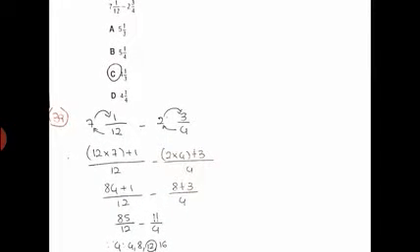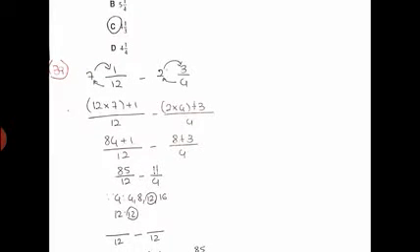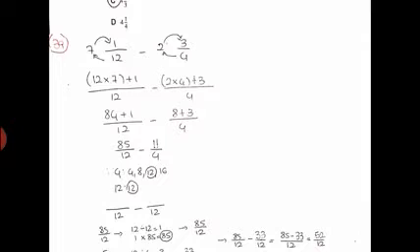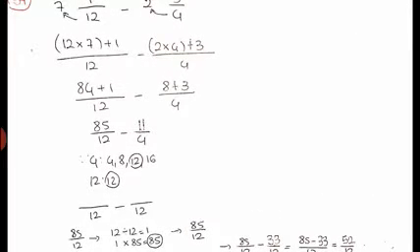(39) We have the difference of the two mixed numbers. So now we want to transform the two mixed numbers into fractions. So we do 12 times 7 plus 1 over 12 and 4 times 2 plus 3 over 4. So 12 times 7 equals 84. 84 plus 1 is equal to 85 over 12. The other one, 2 times 4 equals 8. 8 plus 3 equals 11. So it is 85 over 12 minus 11 over 4.